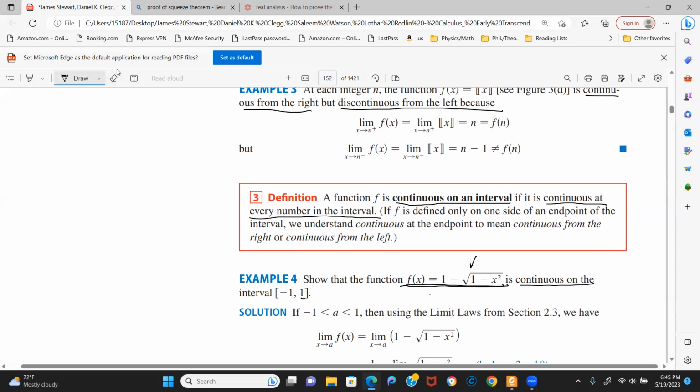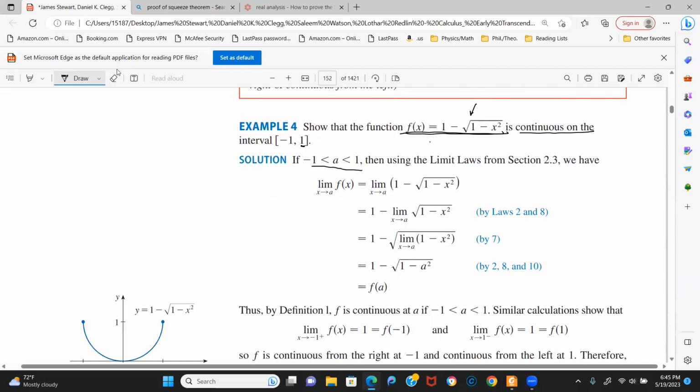But first, let's just talk about the interior of this interval, so strictly between -1 and 1. And this is a pretty straightforward calculation to show continuity. The reason this is straightforward is that we have all these limit laws available to us.